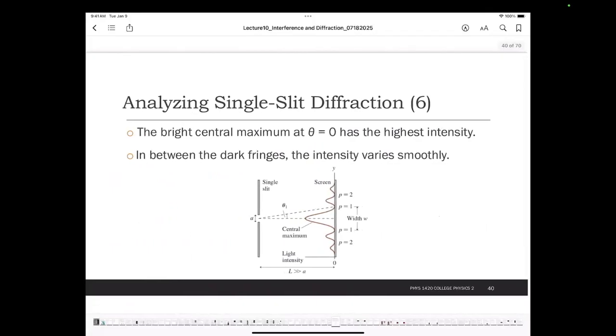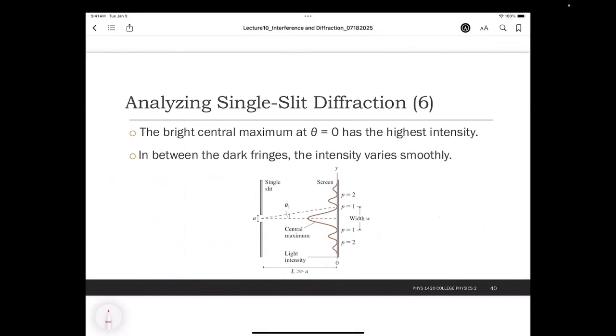Okay. That's it. Here is the bright central maximum at theta equals 0, which means here everything is parallel. And it has the highest intensity. In between the dark fringes, the intensity varies smoothly. You can see this is the biggest, and then smaller. That makes sense to you.